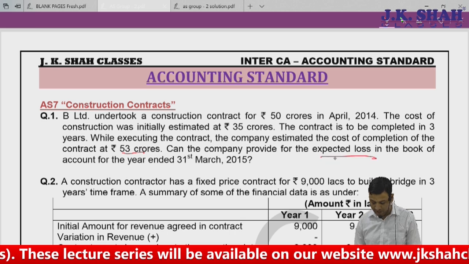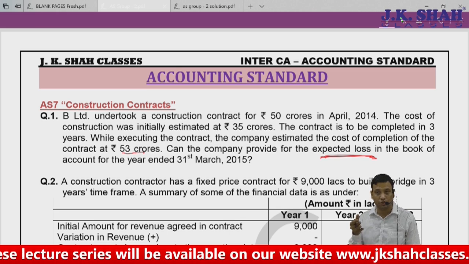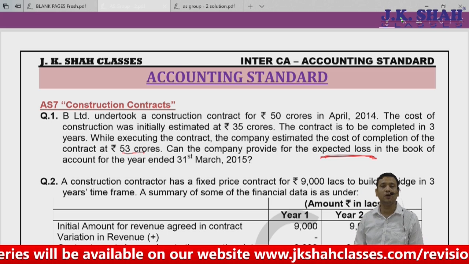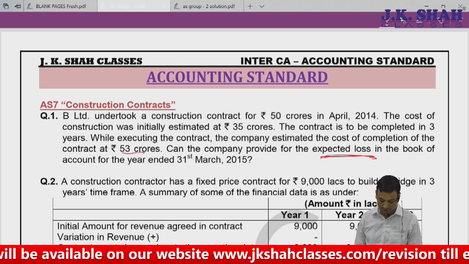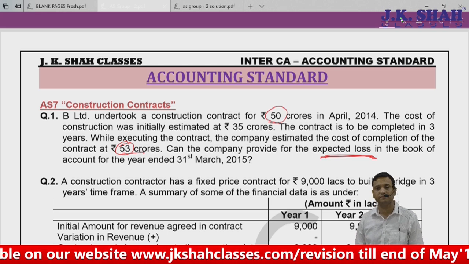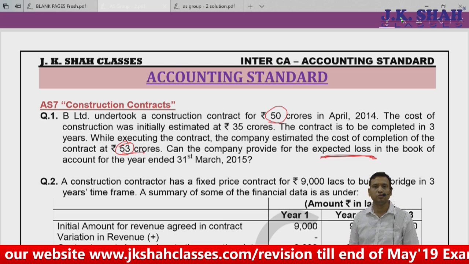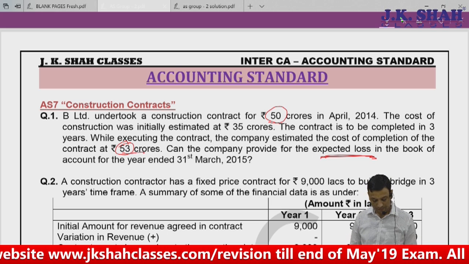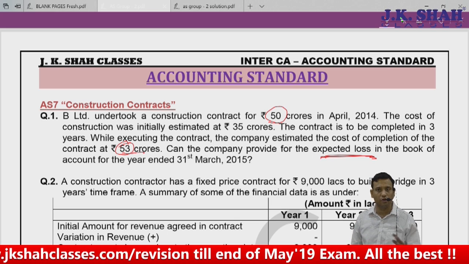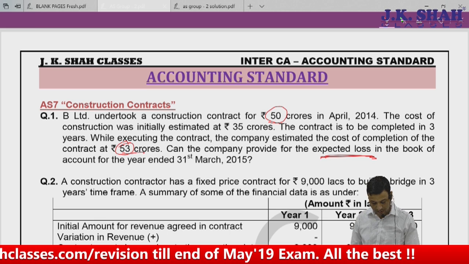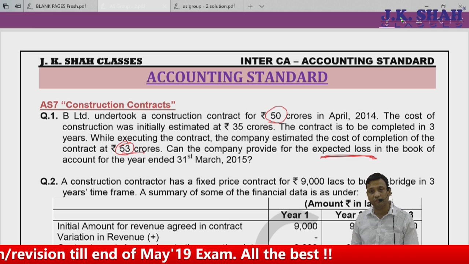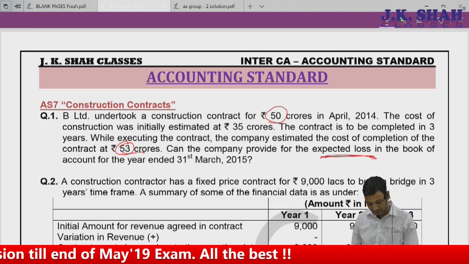Can the company provide for the expected loss? It should provide for expected loss. So the company should provide for the whole amount of expected loss of 3 crores. Now how did I get this 3 crores? 53 minus 50 is nothing but 3 crores. So by creating a provision also. Of course, how much amount of provision is to be created is not asked in the question, so we need not answer how much provision, but we should create a provision and the total loss of 3 crore should be recognized immediately.